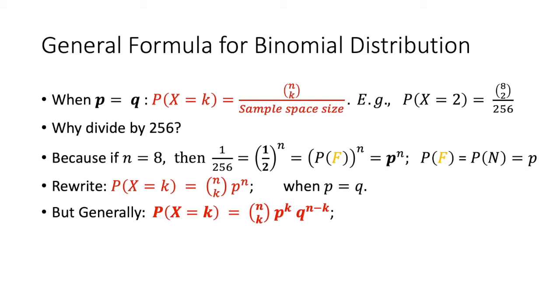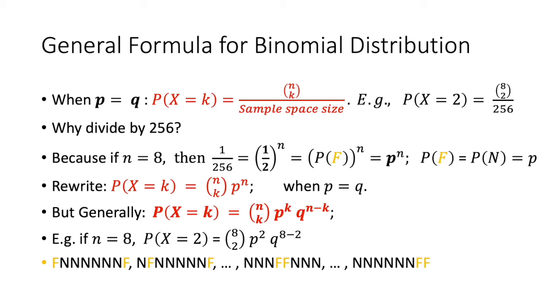So now the probability of x being equal to k equals n choose k times p raised to the power of k times q raised to the power of n minus k. For example, if n equals 8, then P(X equals 2) equals 8 choose 2 times p squared times q raised to the power of 8 minus 2. If you're wondering why p and q have different powers, consider the sequences below.